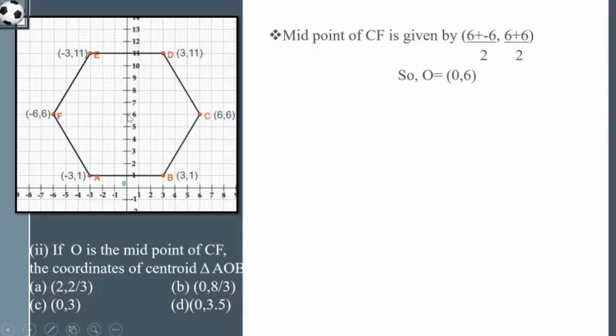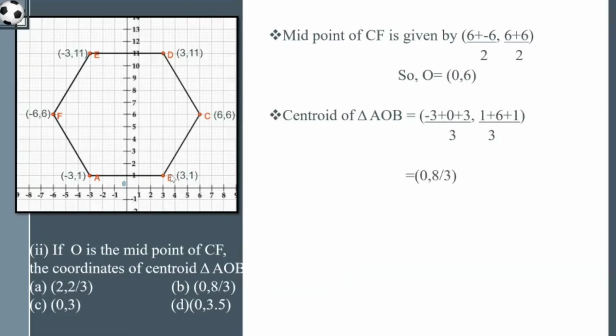So I have this point O as (0, 6). I need to now find the centroid of AOB. A is (-3, 1), O is (0, 6), which I just found, and B is (3, 1). I know that the centroid is given by (x1 plus x2 plus x3) upon 3 and (y1 plus y2 plus y3) upon 3. Here it will be (-3 plus 0 plus 3) upon 3 and (1 plus 6 plus 1) upon 3, which comes out to be (0, 8/3). So that means option B is the correct answer. (0, 8/3) is the centroid of the triangle.